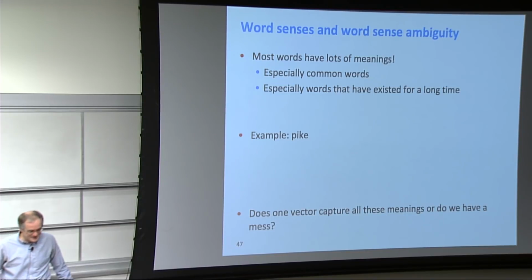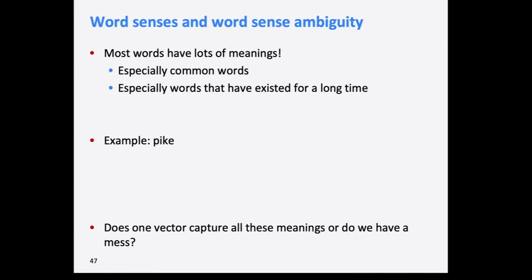Okay, two more things I want to say. We had that problem right at the beginning of Clinton and how that could be various people. That's perhaps the simplest case of words being ambiguous, when you have names which refer to different people. But it's not only true of names. By and large, words in human languages are ambiguous and have lots of meanings. That's especially true of common words, and especially true of words that have existed for a long time.